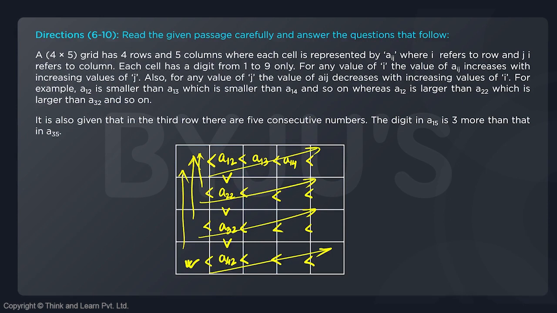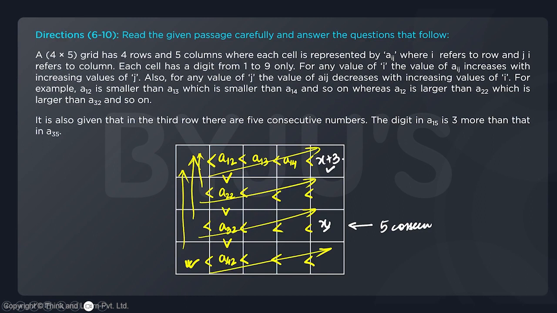Further, it is also given that in the third row, there are 5 consecutive numbers. So the third row being this row, we have 5 consecutive numbers, as in we can't take 1, 3, 5, 6, 7, something like that. It has to be 1, 2, 3, 4, 5, or 2, 3, 4, 5, 6, and so on. The digit in A15, that is first row and fifth column, is 3 more than that in A35, that is third row and fifth column. So if I consider this to be x, this is going to be x plus 3.